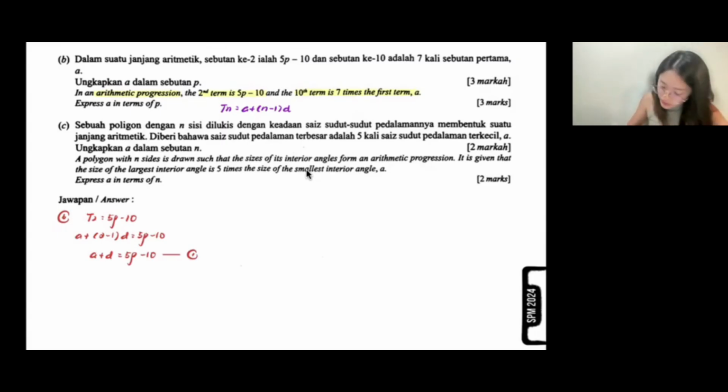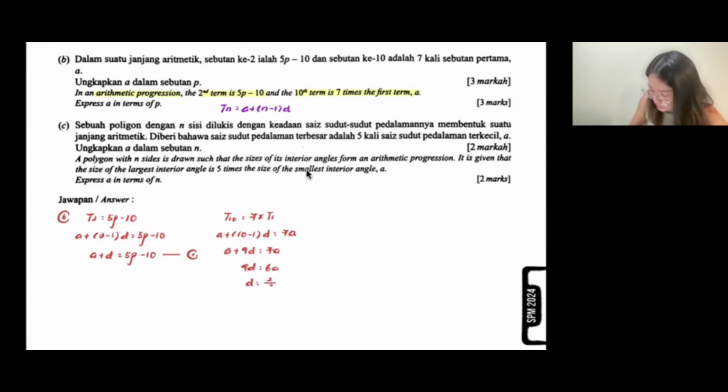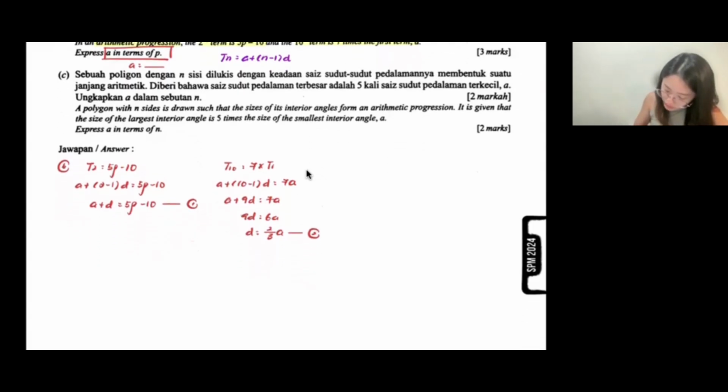Where to get your second equation? T10 equals 7 times first term. T10 is a plus 10 minus 1 times d, and then behind it 7a. Simplify, you get a plus 9d equals 7a. So 9d equals 6a. Then simplify, you get 2 over 3 a for d. This is your second equation. The question wants us to express a in terms of p, meaning a becomes the subject in your answer, with p. All right, so you're just going to substitute. Substitute number 2 into 1.